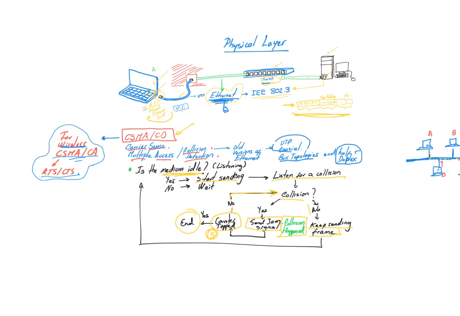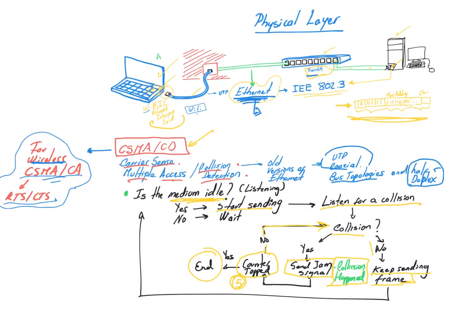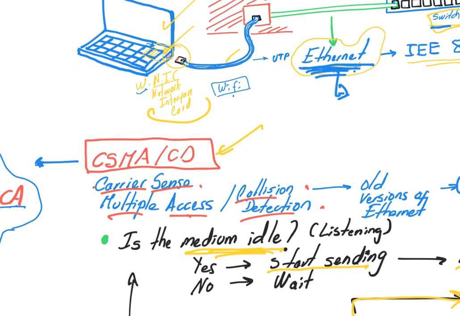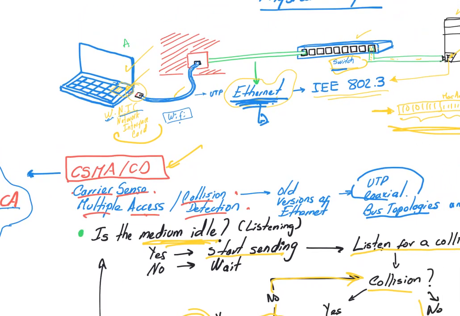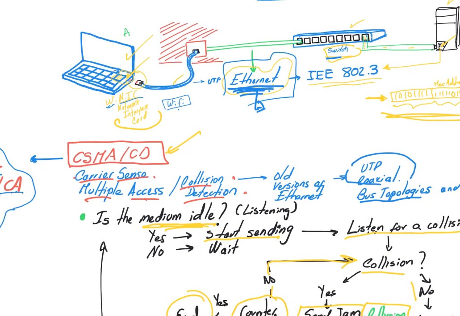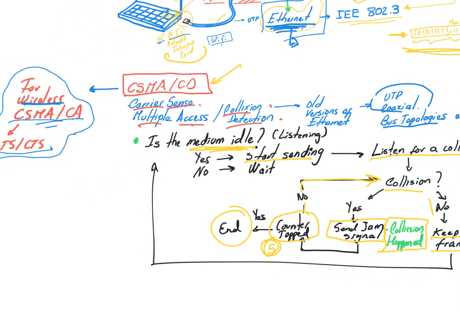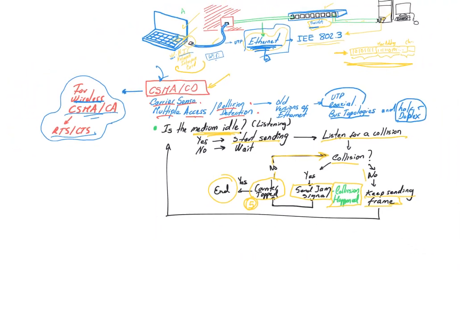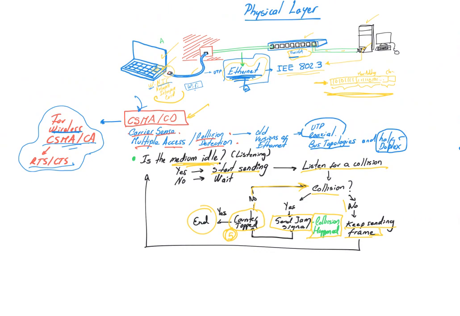But I think that's it for the things that I wanted to say about the physical layer. So the things that I want you to remember are: what's a NIC, right? What's the wireless NIC? What is Ethernet and what is it for? And inside the old versions of Ethernet, what was the CSMA/CD protocol? And yeah, that's about it.